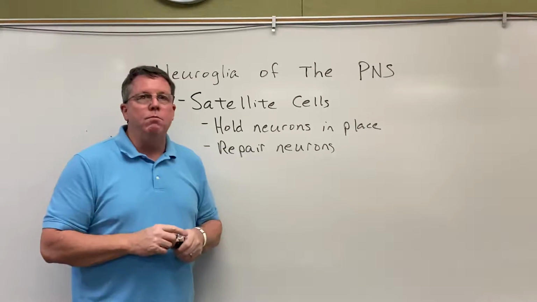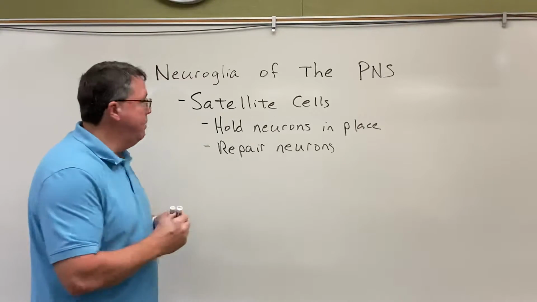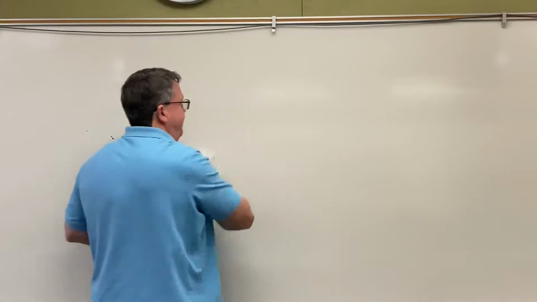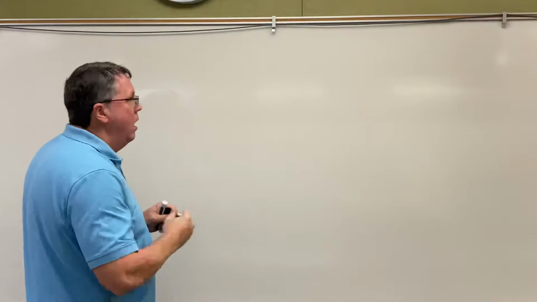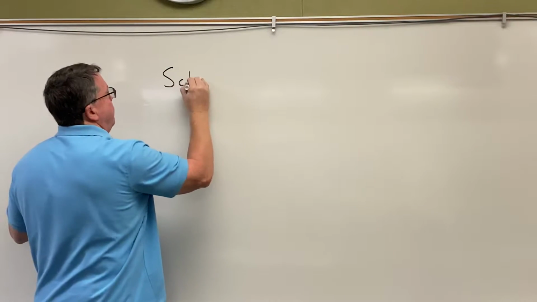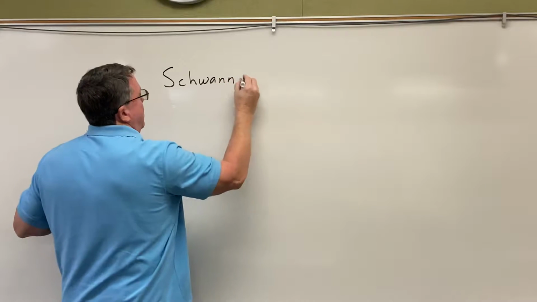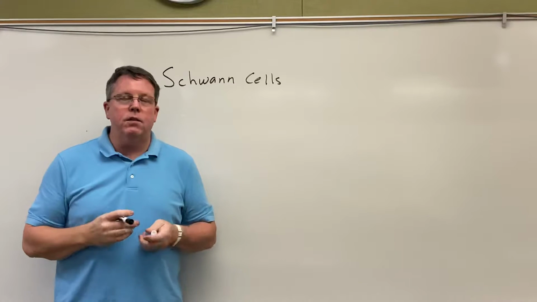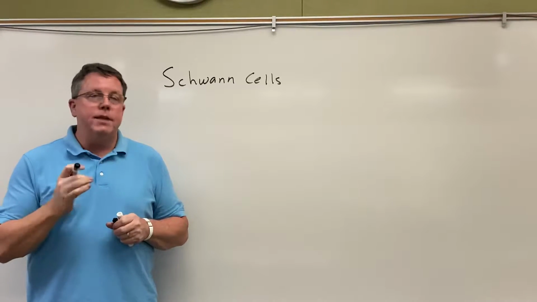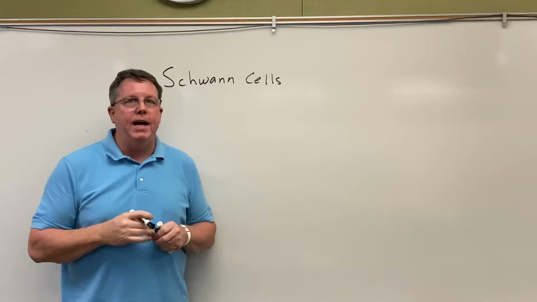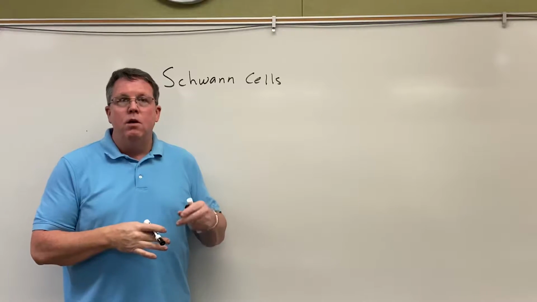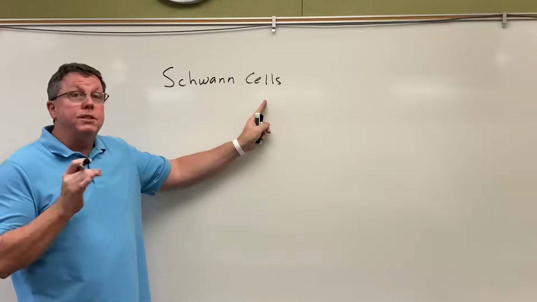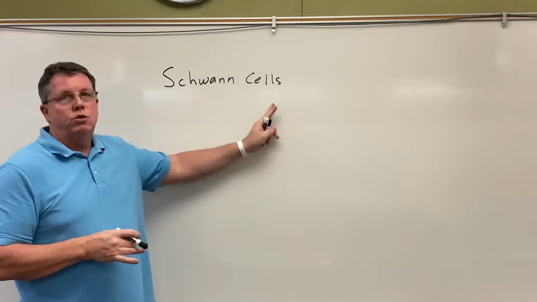So let's talk about the more important one, and that's going to be Schwann cells. So I'm going to erase this real quick. Okay, let's talk about Schwann cells. Okay, so if you recall, when we were talking about the central nervous system, we said that in the central nervous system, you had some cells that make myelin called oligodendrocytes. In this case, in the peripheral nervous system, the cells that make myelin are called Schwann cells.